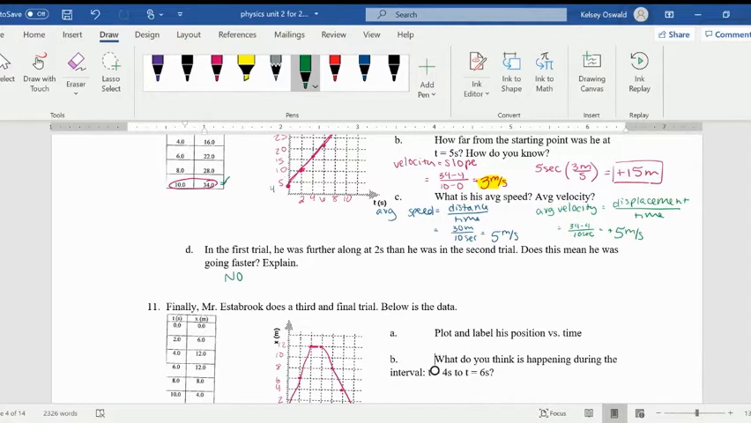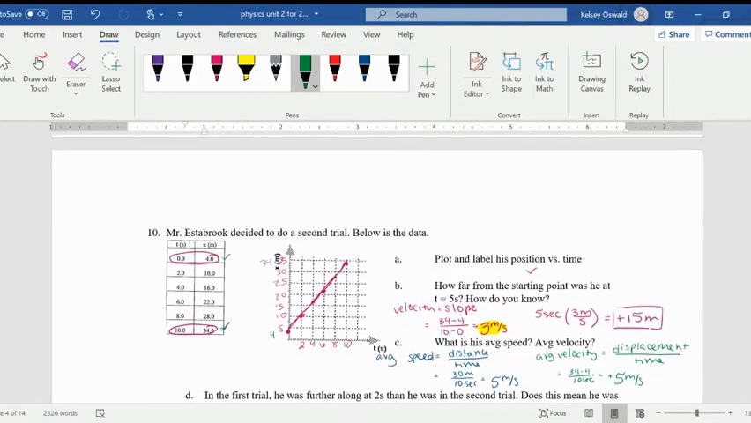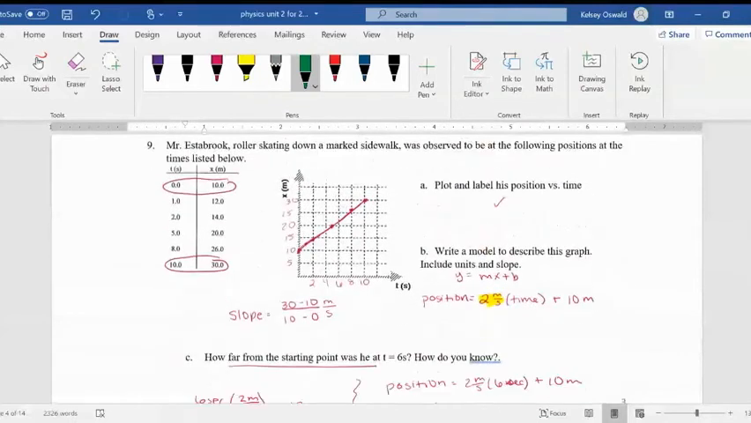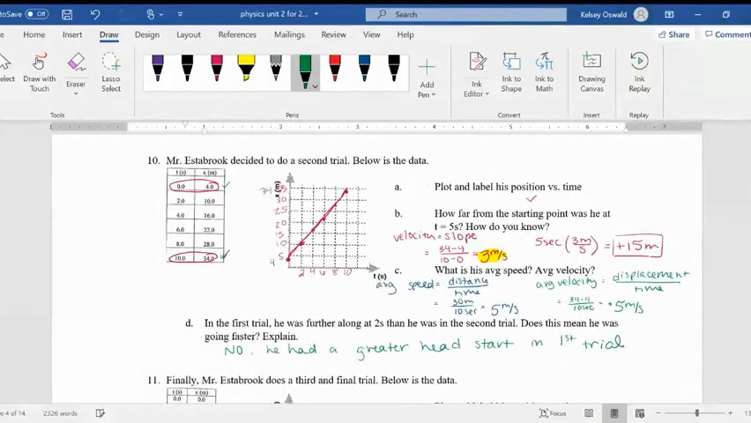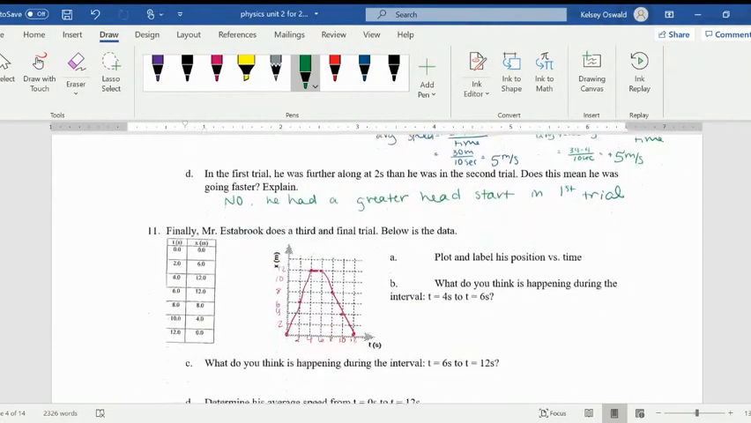So we can actually see that he was traveling faster in that second trial. The reason why he was further ahead in the first trial was because he had a head start, or a greater head start in the first trial. So if we look at the first trial, he started at a position of 10 meters, whereas in the second trial, he started at a position of only 4. So that is why he was further ahead in that first trial, not because he was traveling faster.